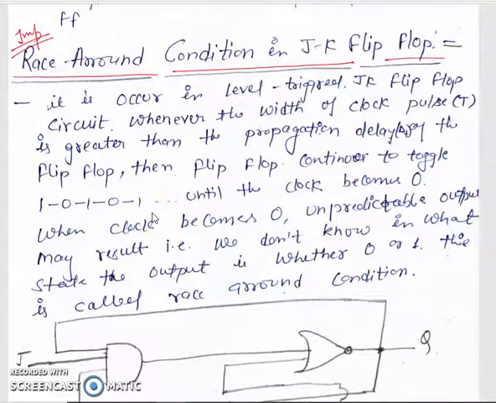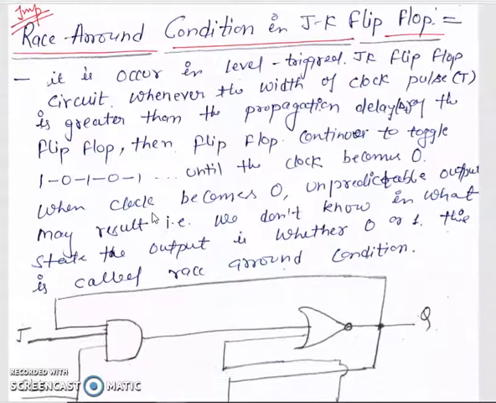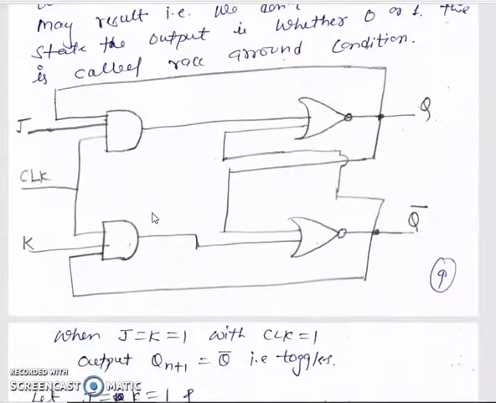Okay, this happens when the width of the clock pulse is greater than the propagation delay, that is delta t, of any flip-flop. When the clock becomes 0, the output is unpredictable. It may be 0 or it may be 1. Let's start; I will explain in this circuit.